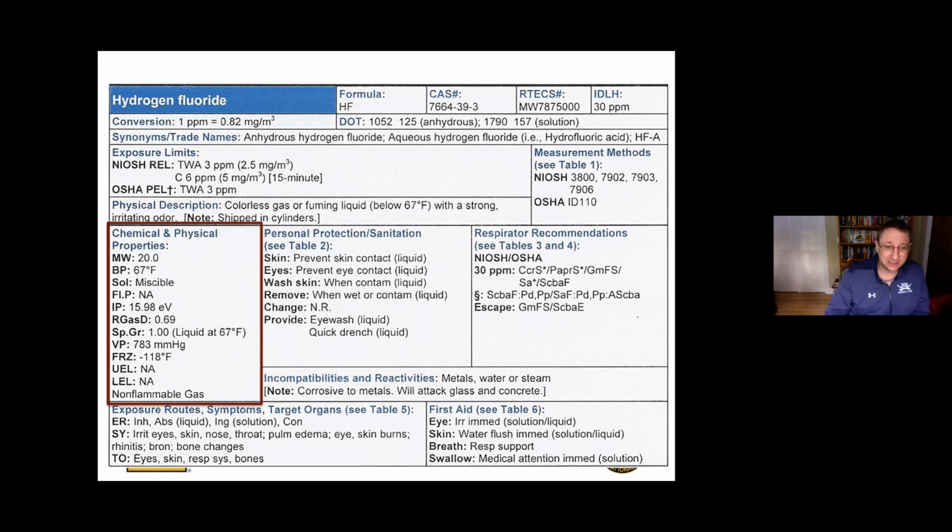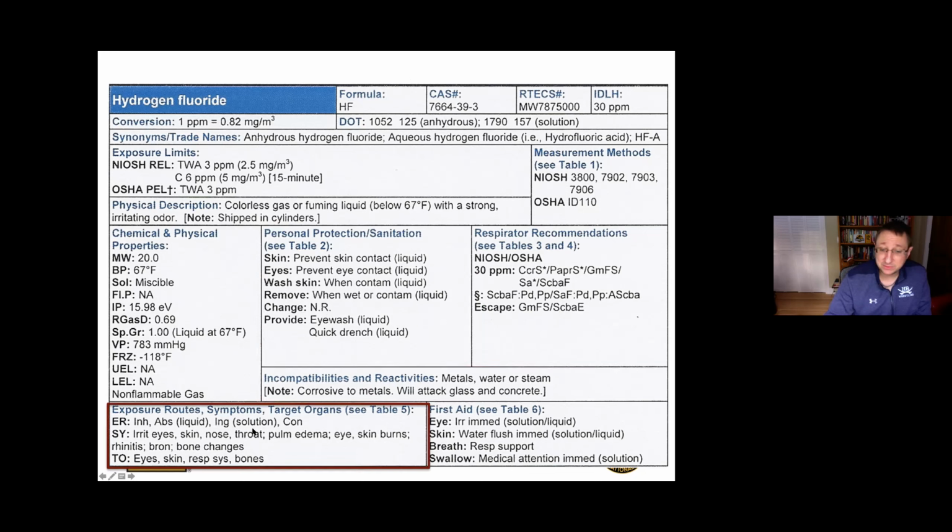So very good, excellent. Personal protective and sanitation guideline here. Here we've got respirator recommendations from NIOSH. Other things the pocket guide will have: incompatibles and reactives. This is really good. So if you spill this stuff on metal, if you spill it in water, it's going to cause a bad event.